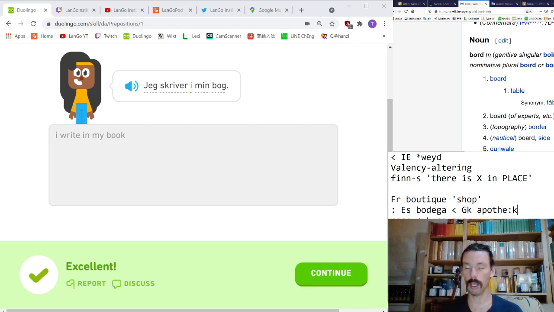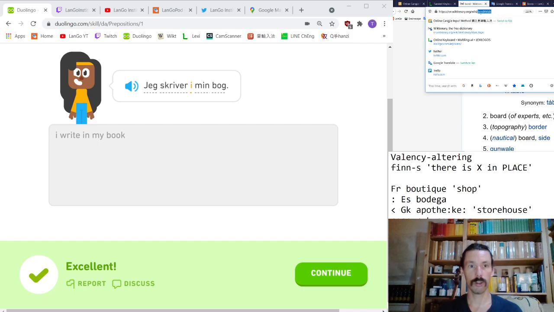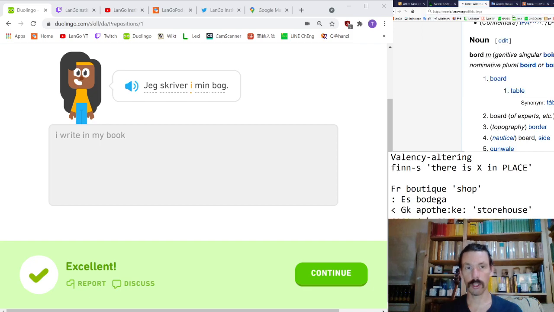Apotheke. Long etas there for a store place, right? Is it like a drug cabinet or something? What is apotheke? Like a storehouse, I think. Let's see. I just go to bodega. So it's kind of cool.